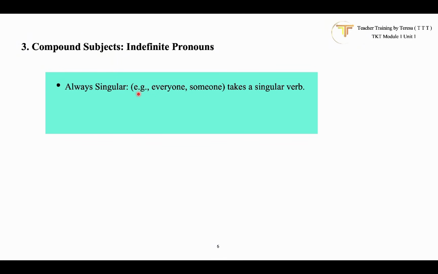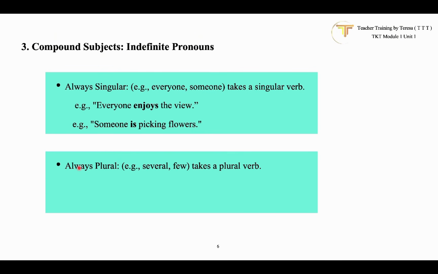Always singular, for example, everyone, someone, takes a singular verb. Everyone enjoys the view. Someone is picking flowers. Always plural, for example, several, few, takes a plural verb. Several visit the garden regularly. Few know the names of the flowers.